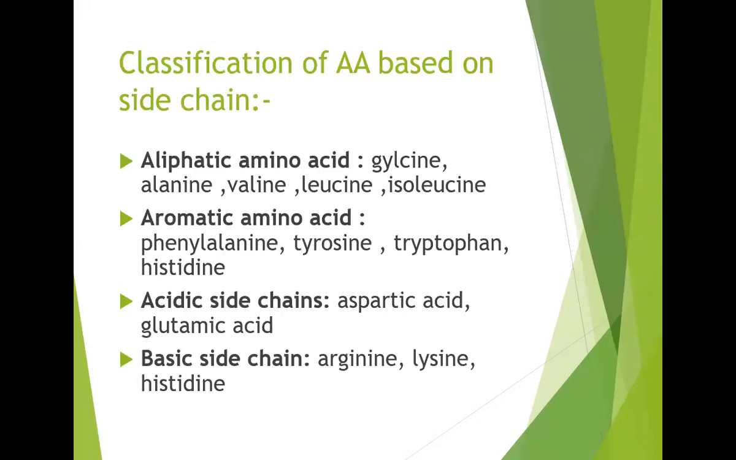Classification of amino acids based on side chain. They are divided into aliphatic amino acids, aromatic amino acids, acidic side chains, and basic side chains. Aliphatic amino acids include glycine, alanine, valine, leucine, and isoleucine. Aromatic amino acids are phenylalanine, tyrosine, tryptophan, histidine. Acidic side chains are aspartic acid and glutamic acid. And basic side chains include arginine, lysine, and histidine.